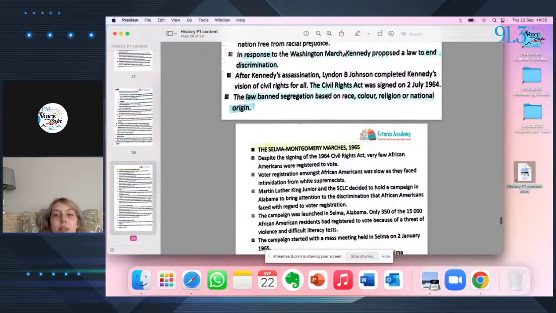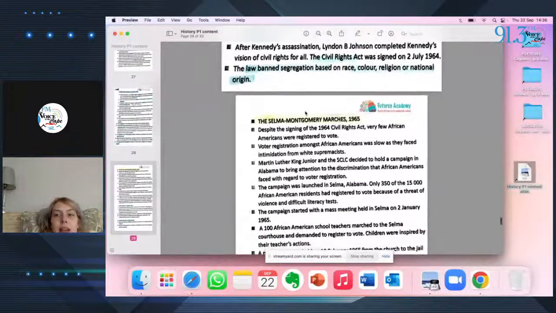In response to this march, President Kennedy proposed a law to end discrimination. However, after Kennedy's assassination, Lyndon B. Johnson completed Kennedy's vision of civil rights for all. The Civil Rights Act was signed on 2 July 1964. The law banned segregation based on race, color, religion, or national origin.